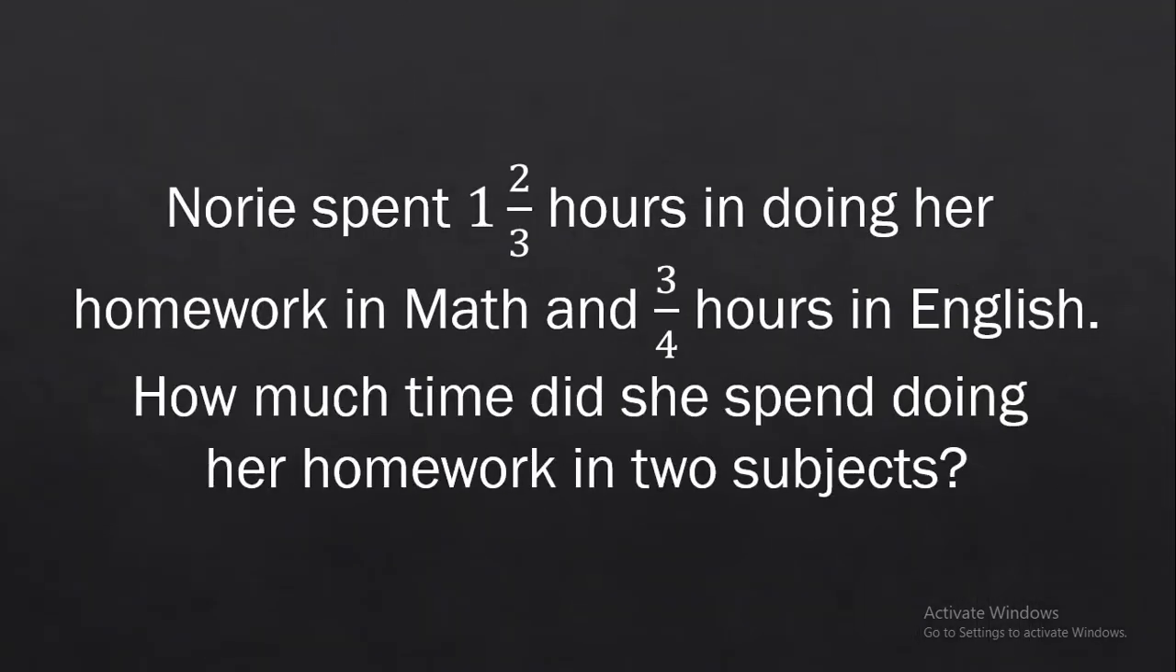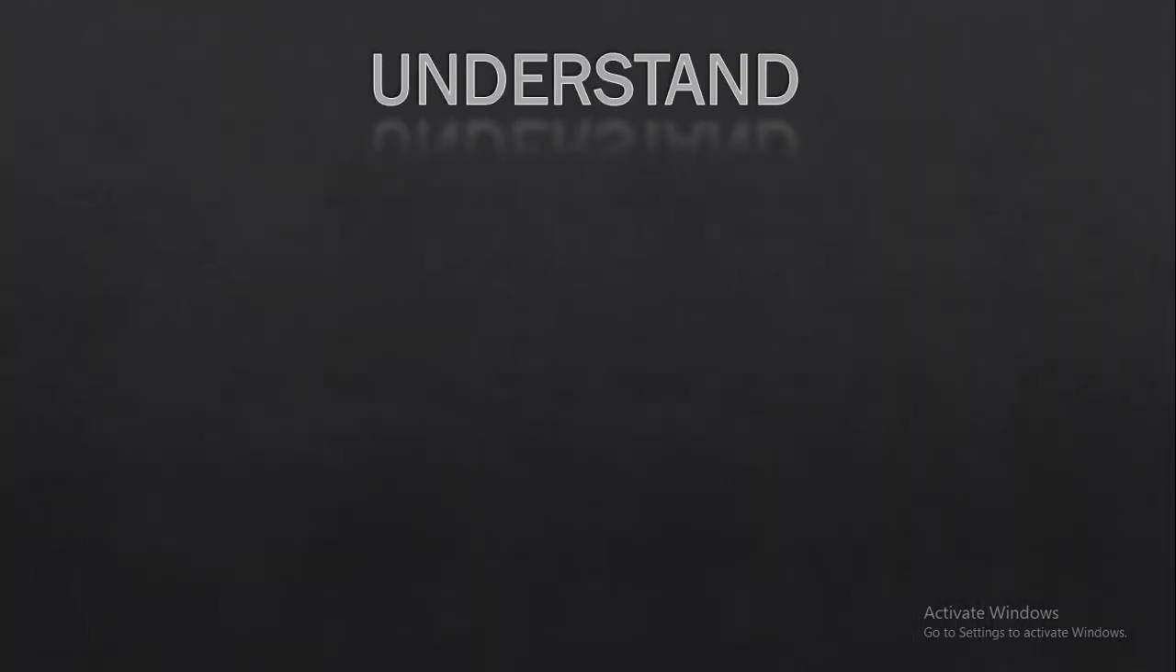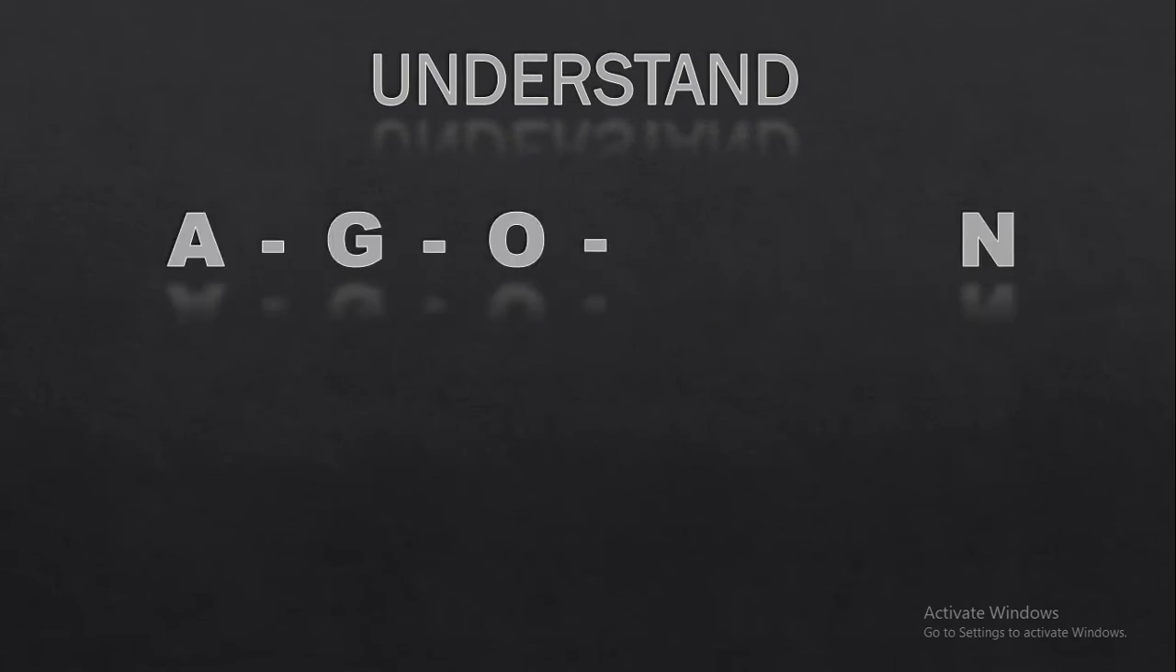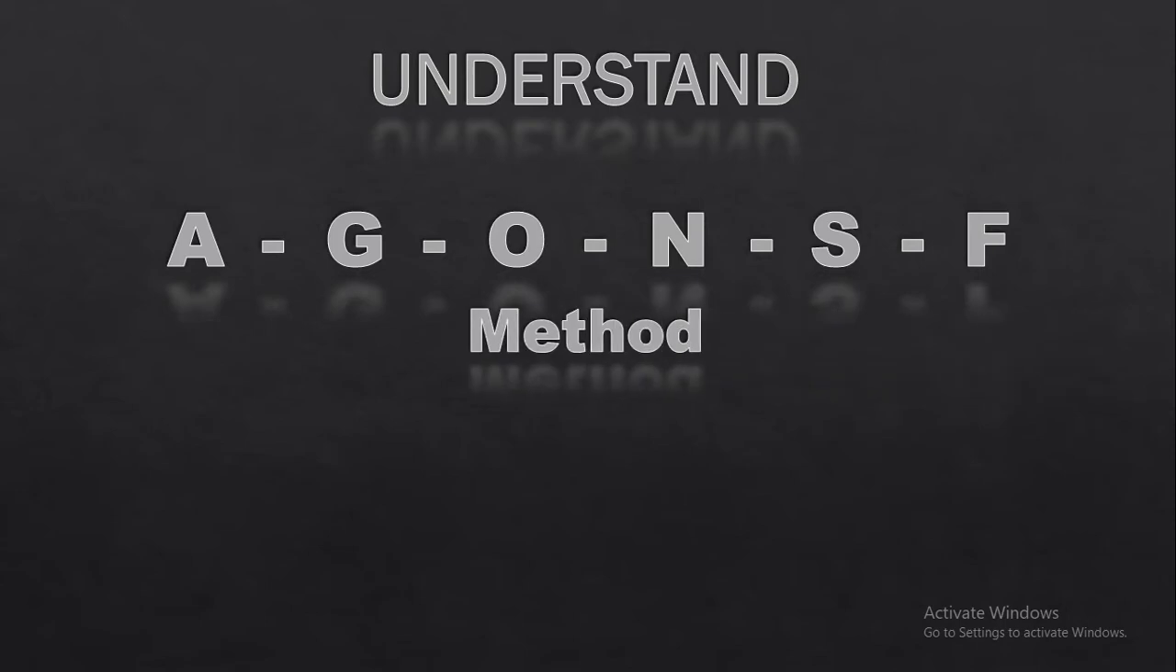Nori spent 1 2/3 hours in doing her homework in math and 3/4 hours in English. How much time did she spend doing her homework in two subjects? Okay. As I said earlier, we need to understand the problem. Now here is a method that will help you to solve problems. I call it Agon's F method.